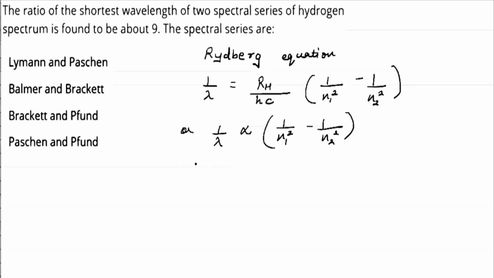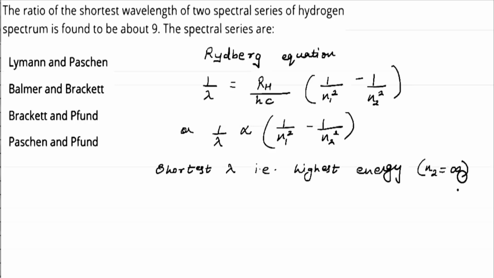Now, as it has been said over here, we are having the shortest wavelength. We are analyzing the shortest wavelength, which actually means it would be talking about the highest energy spectral line. And since it is the highest energy spectral line, obviously that implies that n2 is equal to infinity. Taking these concepts, let us solve.